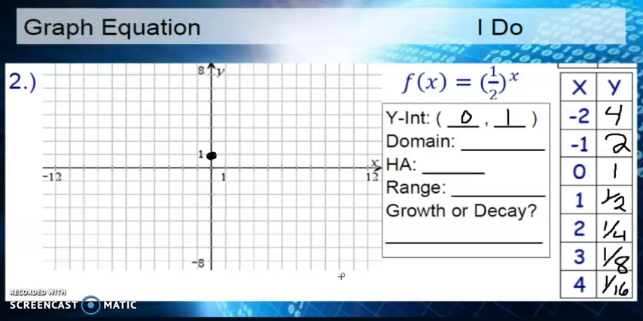Let's plot some other points. So we have -2, 4, -1, 2, 1, 1/2, and so on. Let's connect these points to make our graph. So the domain, if you look at the left side and the right side, the arrows are going on forever. There's no vertical asymptotes. We're just going to put all real numbers.